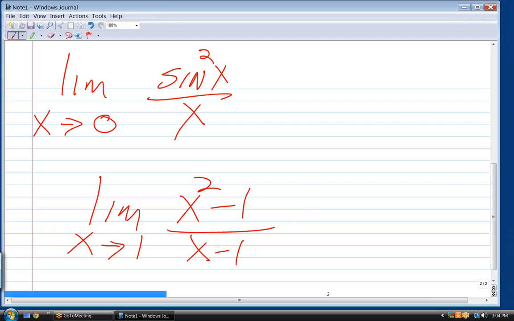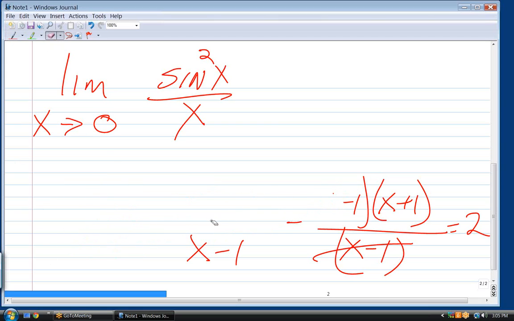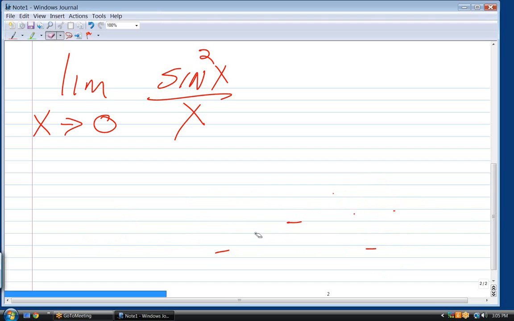So what can we do? We can factor the top into x minus 1 times x plus 1. The bottom is x minus 1. Now we can actually cancel that with that, and we end up with x plus 1, and now if we substitute 1 for x, we get 2. That's the limit. And that's the way to handle 0 over 0, by factoring. Almost always.